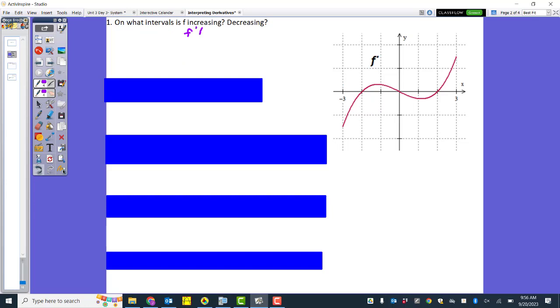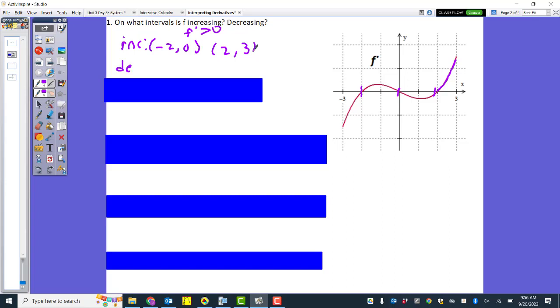F prime is positive here, in between these, so there we have a positive f prime. And then over here as well. So, if we're setting up an interval where f is increasing, so it's increasing from -2 to 0, and then from 2, and it doesn't have arrows, so we're going to assume it stops there, so 2 to 3.